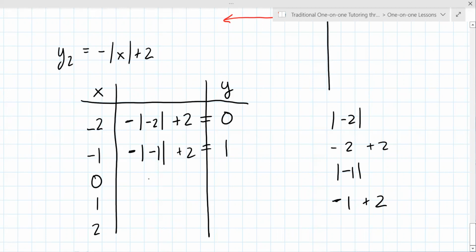Like we'll do it with 0. Absolute value of 0. 0. Okay, and -0 doesn't mean anything. It's just 0. So then it's 2. Okay, try the last 2 on your own, please. Okay. Then that one's 3.